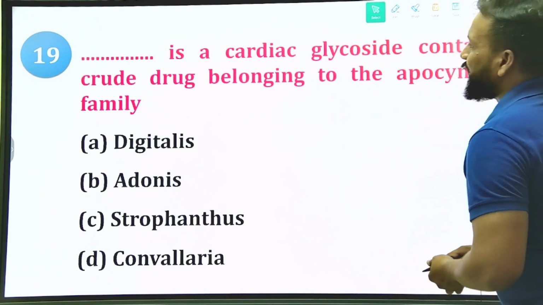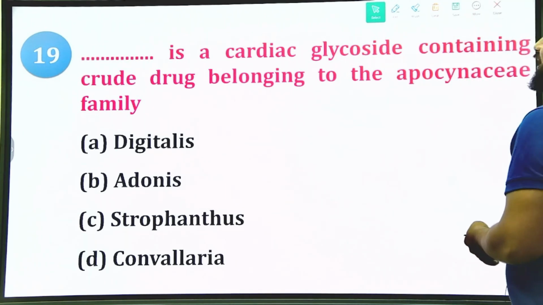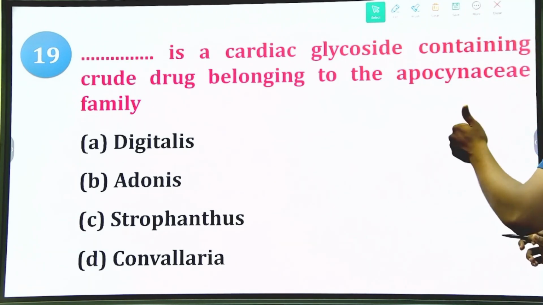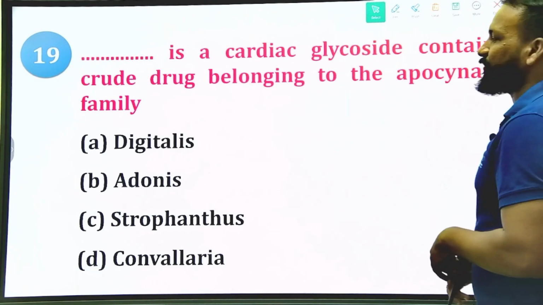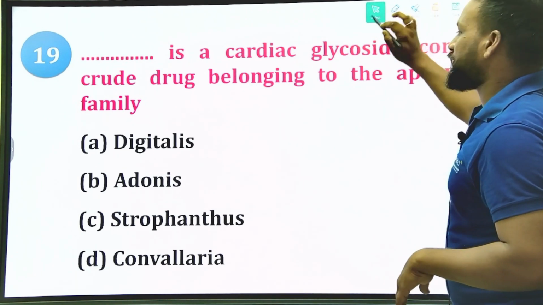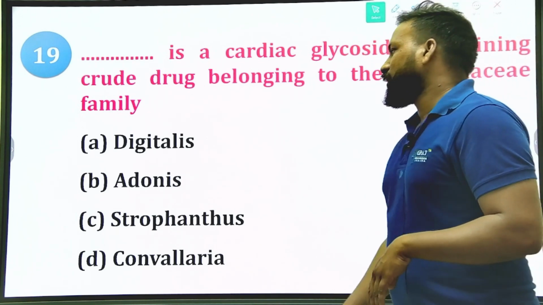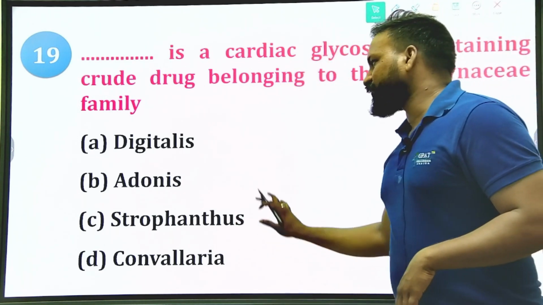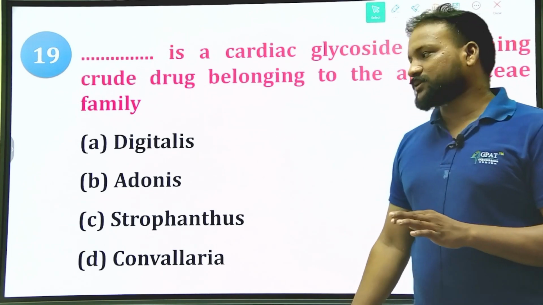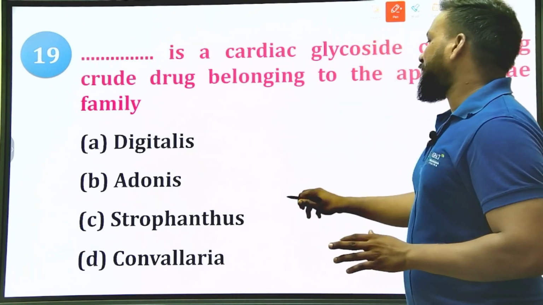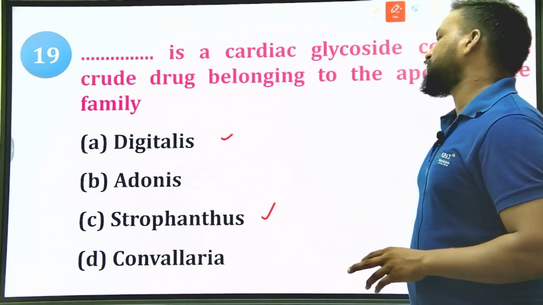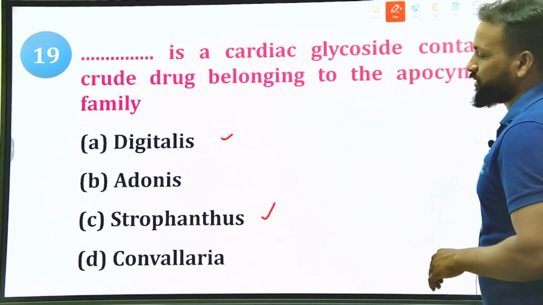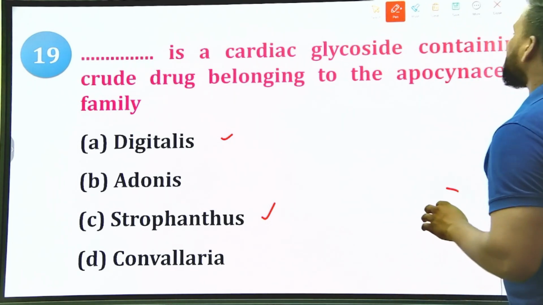Next one: which of the following is a cardiac glycoside containing crude drug belonging to the family Apocynaceae? So what is the right answer? Simple, they are asking for a cardiac glycoside. There are two cardiac glycosides, one is Strophanthus as well as Digitalis. Which one of the following drugs belongs to the Apocynaceae family?